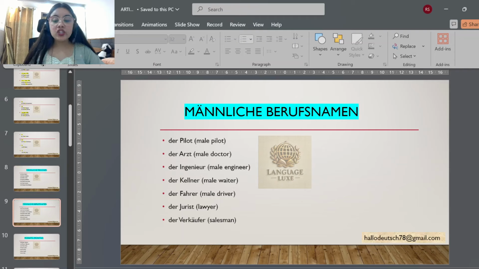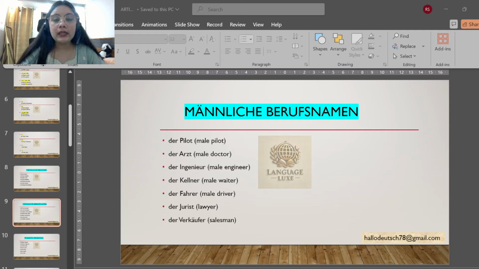Then comes männliche Berufsnamen. Berufsnamen is basically, Beruf is profession, Namen is name. So profession's name, männlich is male. Male profession's name. For example, waiter is masculine, waitress is feminine. Similarly, in German also we can easily identify. For example, der Pilot. Pilot is male pilot. Der Arzt. Arzt is male doctor. Der Ingenieur. So Ingenieur will be male engineer.